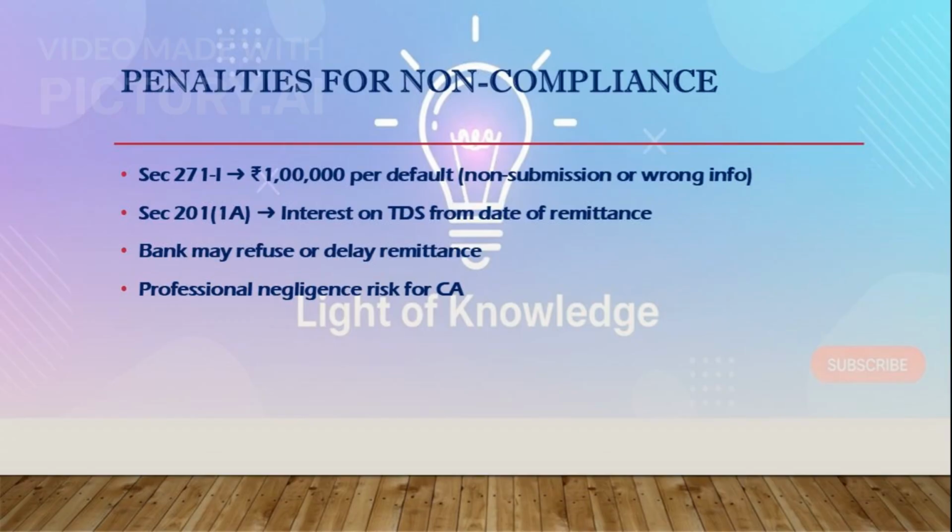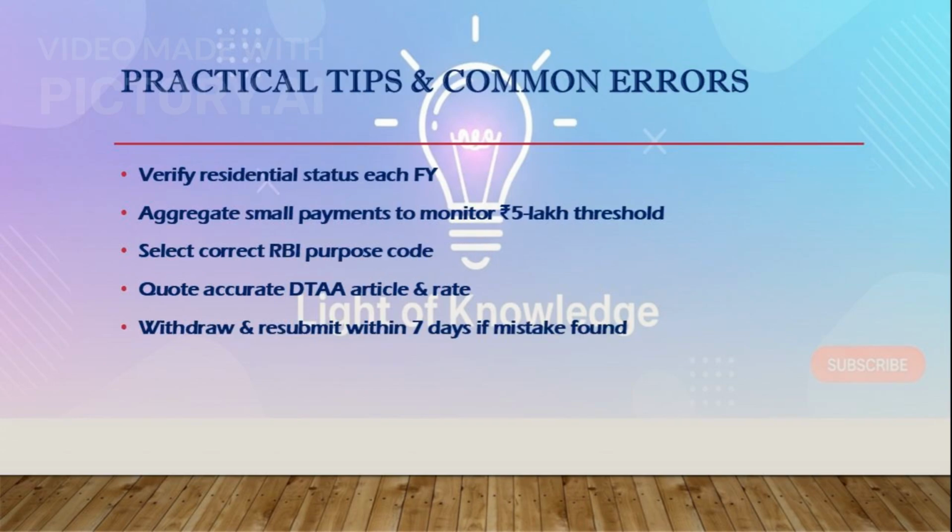More importantly, reputational impact and blocked vendor payments hurt business. The e-filing utility flags many errors but purpose code mismatches still slip through. Regular training of finance teams and a pre-remittance checklist are best practices.